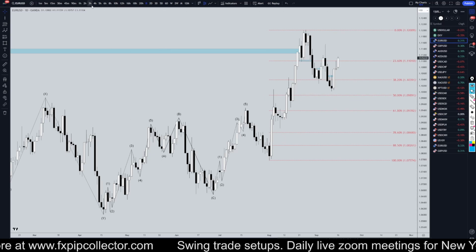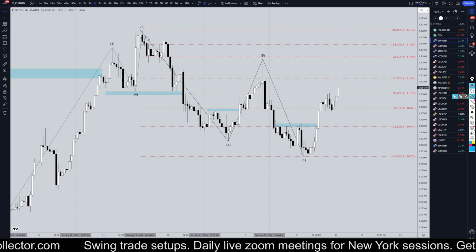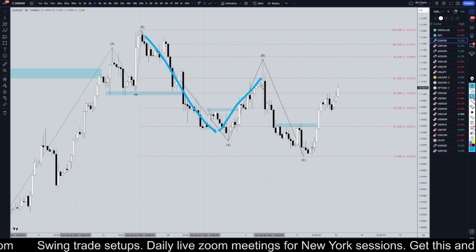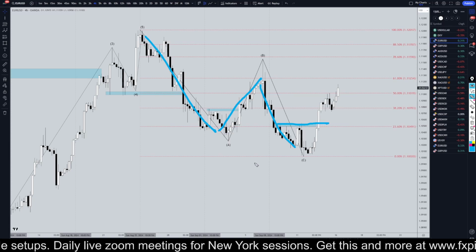So taking it down to the 4 hour time frame. Like I said, on the 4 hour time frame, it definitely looks like a downtrend. It looks like a correction. It looks like a downtrend. We have a breaker structure. We should definitely be looking for longs right now.